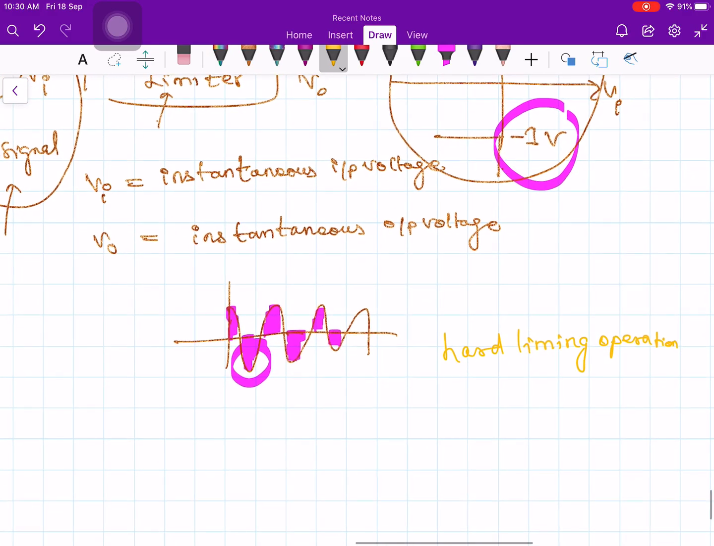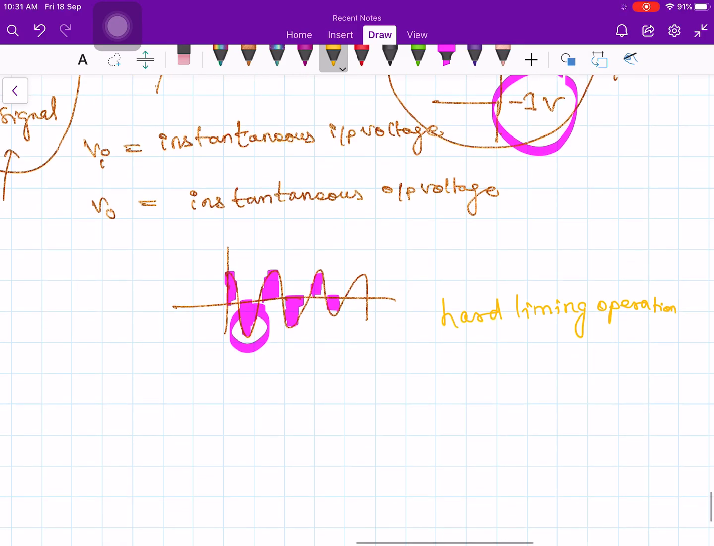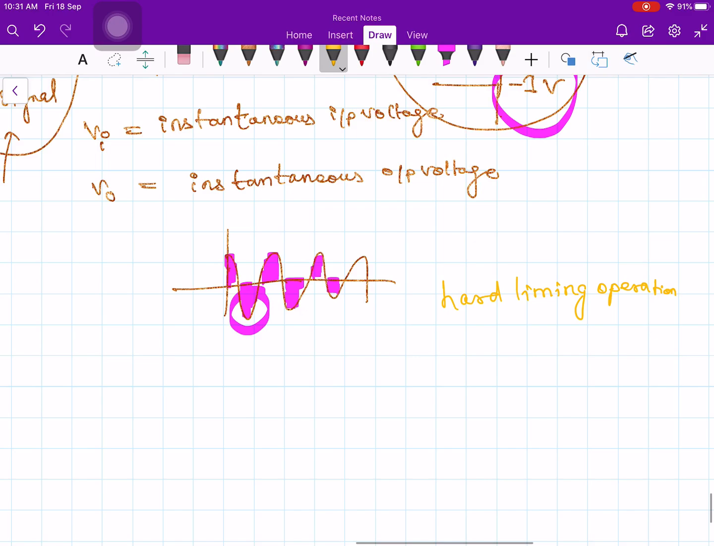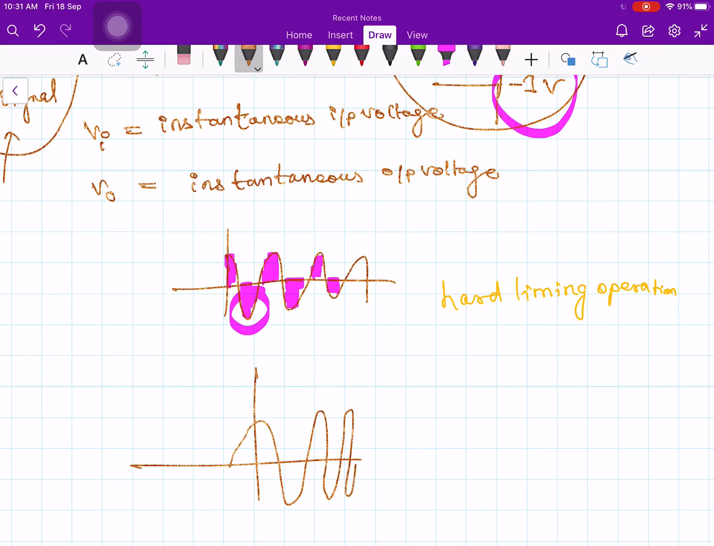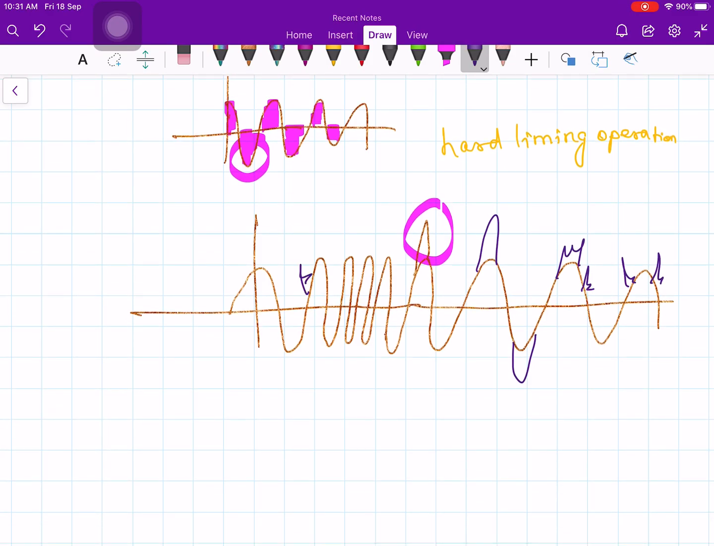Okay, hard limiting operation, because you are basically converting a smooth sinusoidal signal into a square wave kind of frequency modulated signal. Let's say this is my typical amplitude modulated signal. There is some positive peak due to noise, and then there are more like this. These are all noise components. Here also some noise component is sitting, and here also some noise component is sitting. This is some noise like that.